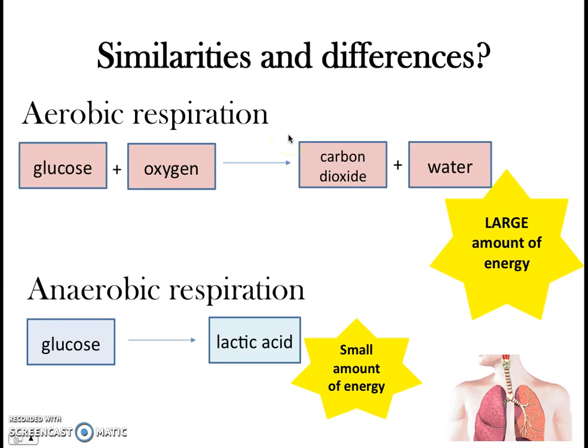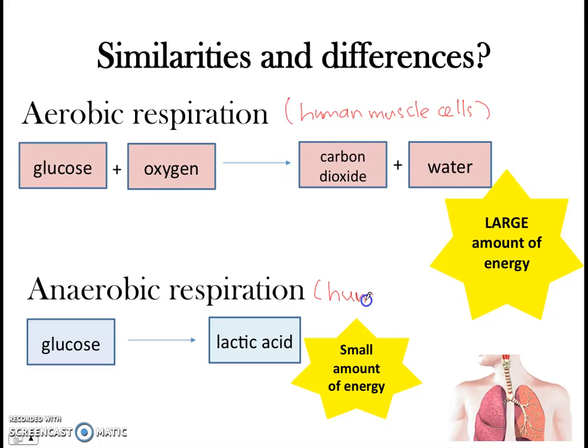Now, there are two types of respiration, aerobic respiration and anaerobic respiration. Both types of respiration take place in the cells of the human body. Now, for the rest of this chapter, we'll be looking at the specific example of human muscle cells.